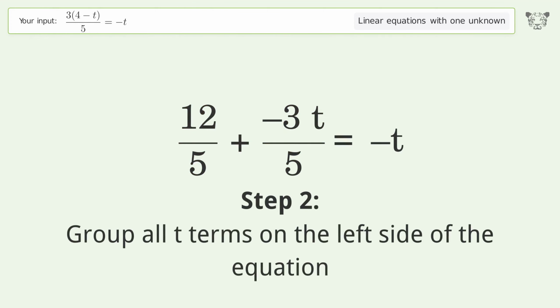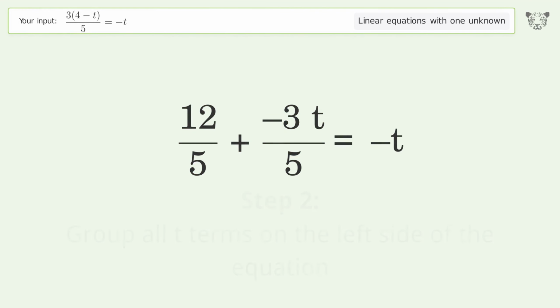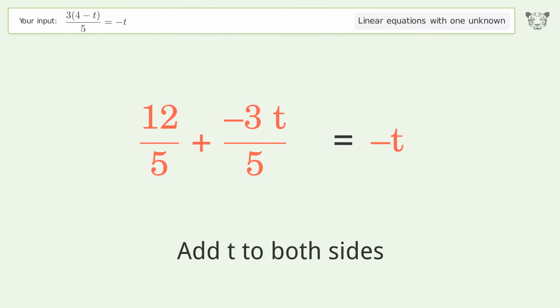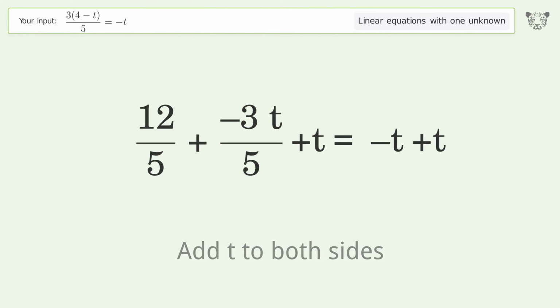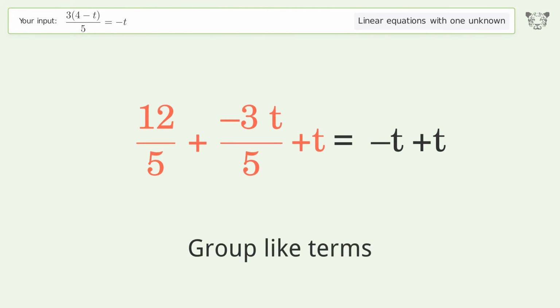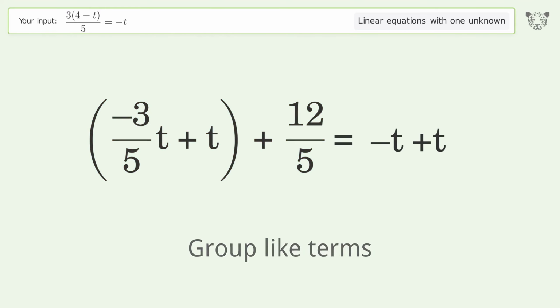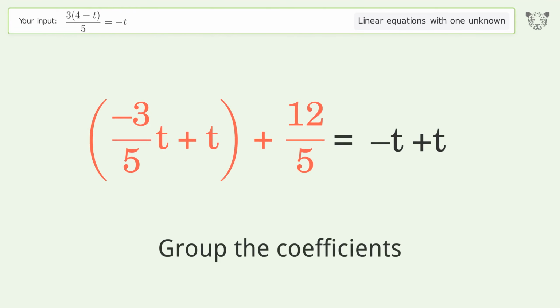Group all t terms on the left side of the equation. Add t to both sides. Group like terms. Group the coefficients.